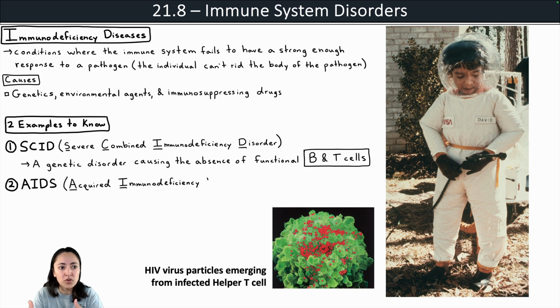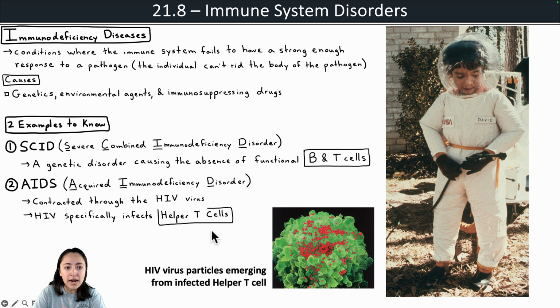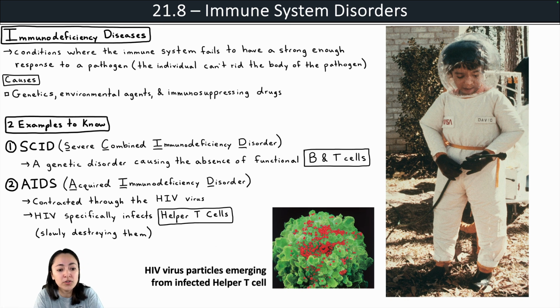Another example of an immunodeficiency disease is AIDS, which stands for Acquired Immunodeficiency Syndrome. Now, this is acquired whenever you're exposed to the HIV virus. The HIV virus specifically infects helper T cells. Here you can actually see the HIV virus particles emerging from an infected helper T cell. So what happens when the HIV virus infects these helper T cells is it slowly destroys them.